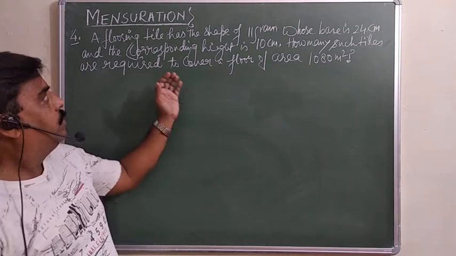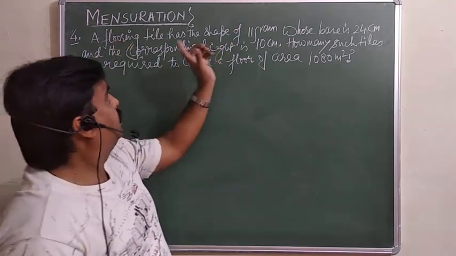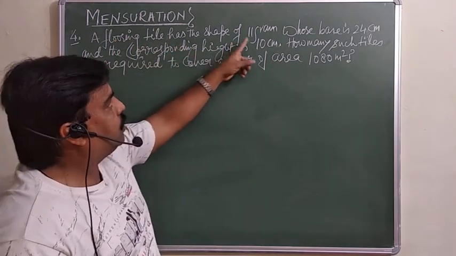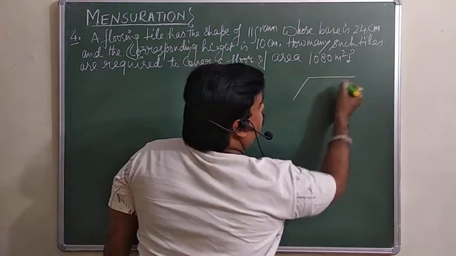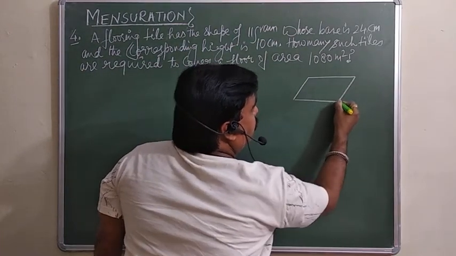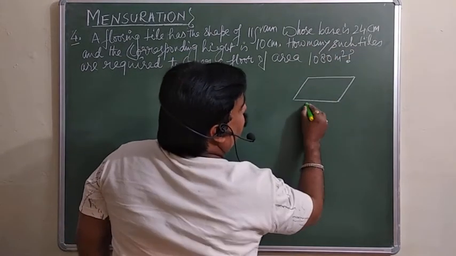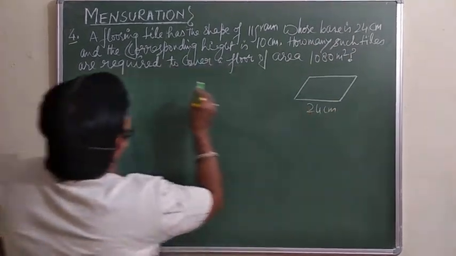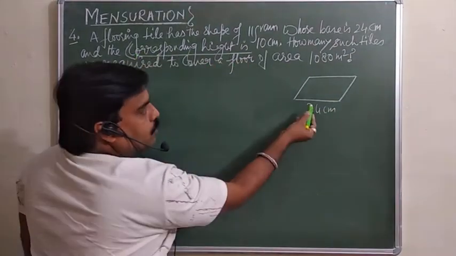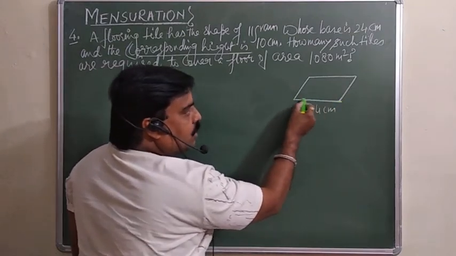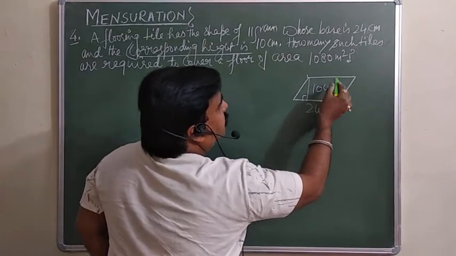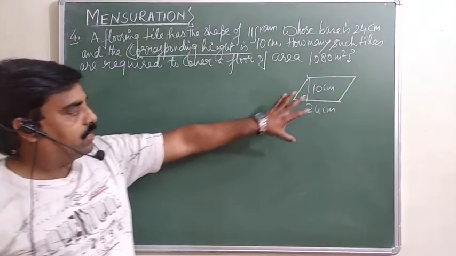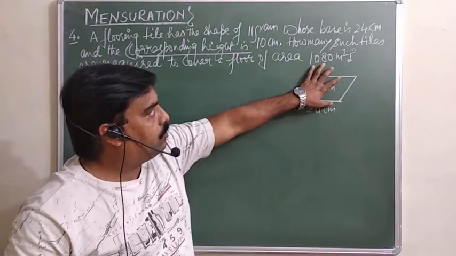Okay, now there is a question. The flooring tile has the shape of a parallelogram, like this one, whose base is 24 centimeter, and the corresponding height. Corresponding height means the height on the base you are taking, this 24. This is given as 10 centimeter. This is the shape of the tile, in the shape of a parallelogram.